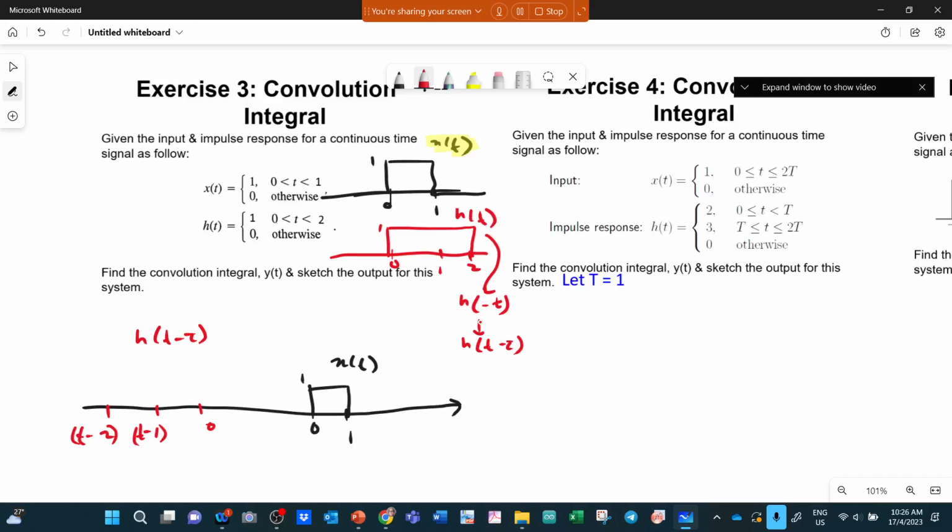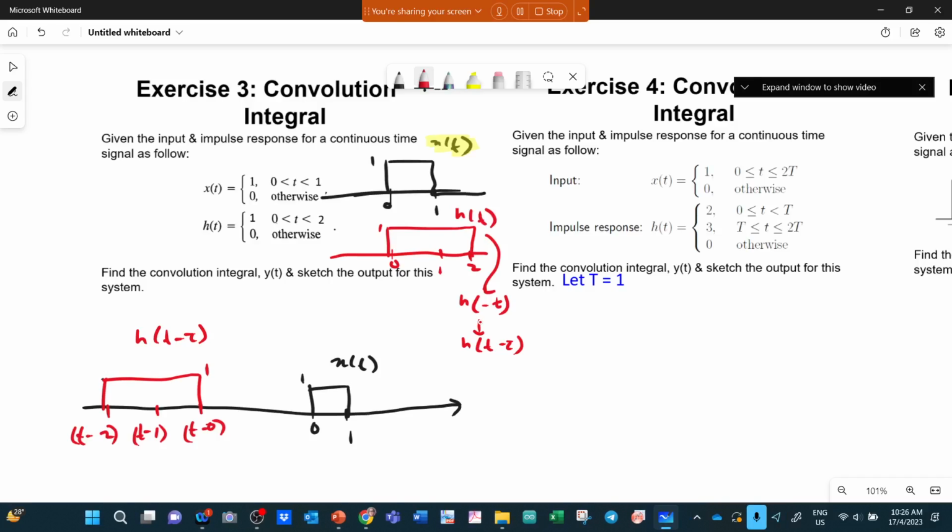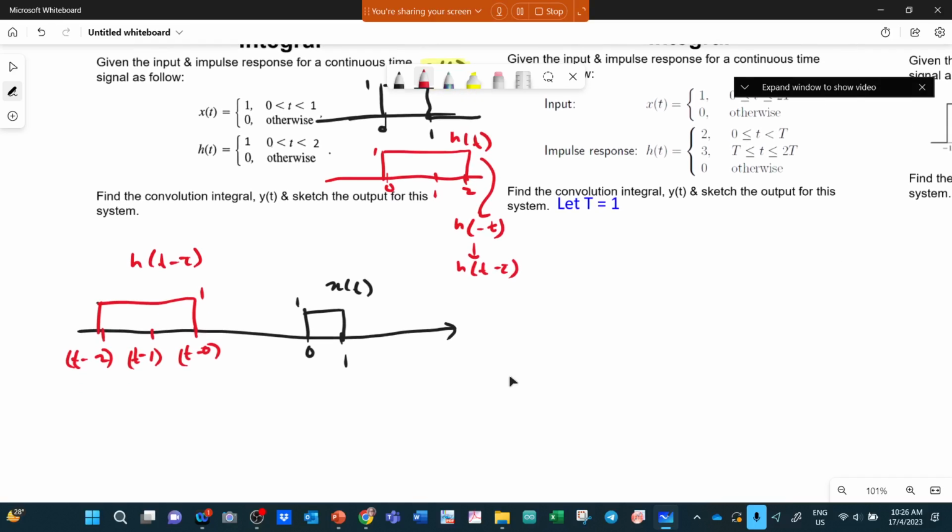Of course ni sebenarnya t minus 0 lah, tapi sebab 0 kan, jadi t sajalah. Tapi for the sake of explaining class, so I write it t minus 0. Okay, so draw out the graph. The graph 1, amplitude 1. Okay, so from here, apa next step dia?